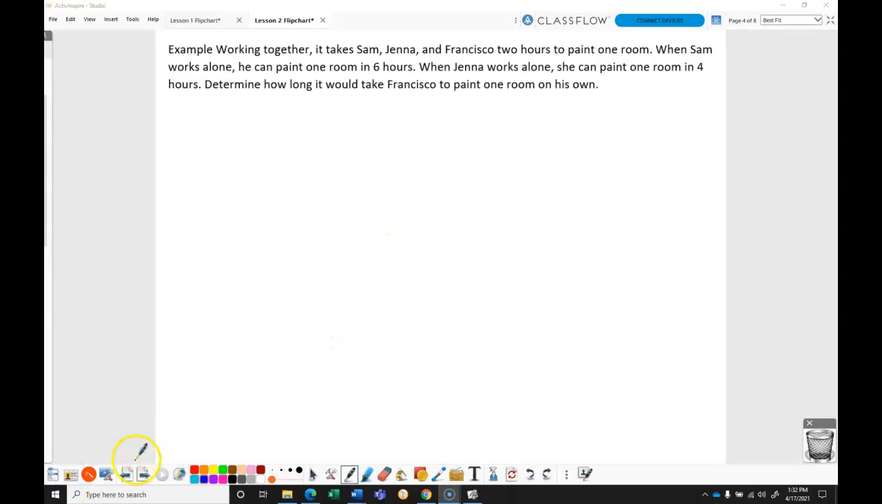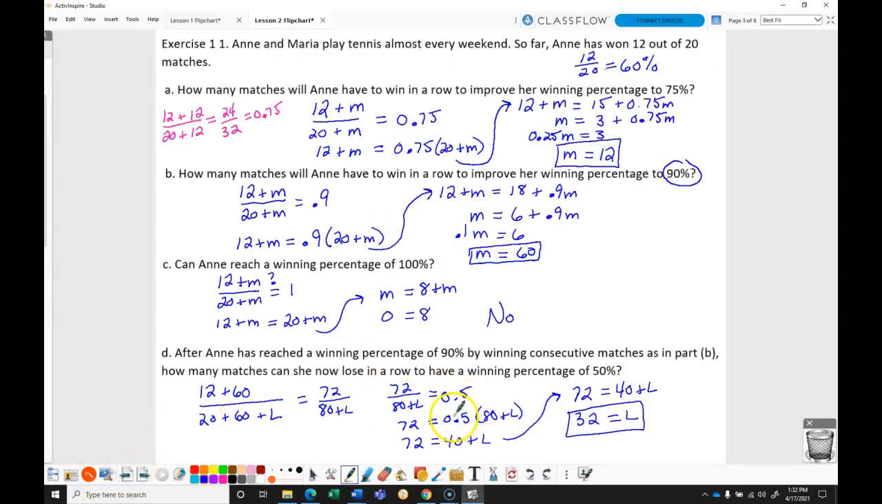Oh, wait a second. I caught a mistake. I forgot to distribute this 0.5 to the L. So I'm missing something there. So let me fix that really quick for you. I don't want you to go with a mistake. So that's 0.5 L. So that makes a difference. So now we're looking at 72 plus 40, equals 40 plus 0.5 L.